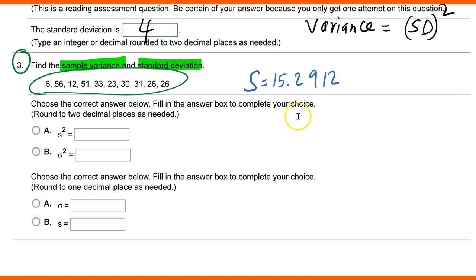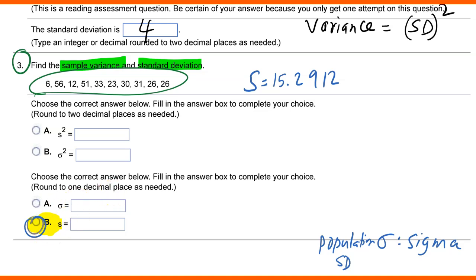I write a couple of digits after the decimal because I'm squaring this to get the variance. Okay, but when you write the answer for standard deviation, that's the second box. Here you choose this lowercase s for standard deviation. Notice that this notation, sigma, is for population standard deviation. But we use sample standard deviation, therefore I use this s.